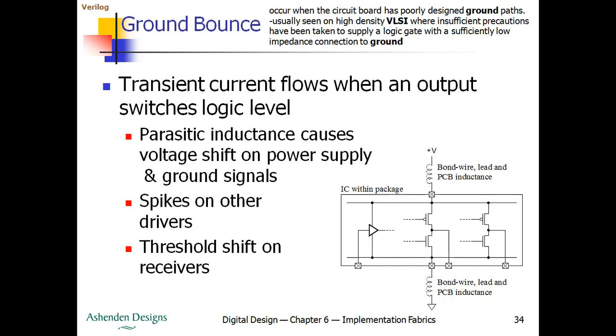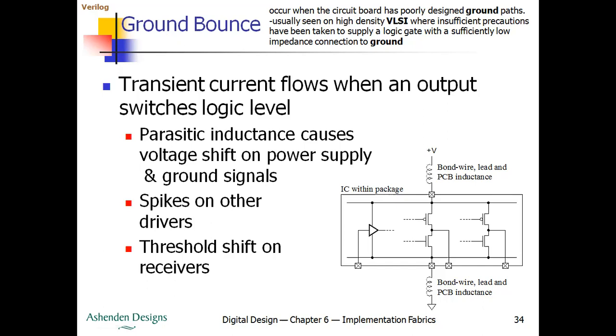And this will cause spikes on the further drivers. Because of this, the threshold voltage of the device may vary. Because of these parasitic inductances induced by the transient flow of current, when the logic levels switch, we call it ground bounce. We cannot ignore this ground bounce problem. Why? Because it will cause variation in the threshold voltage of the devices.